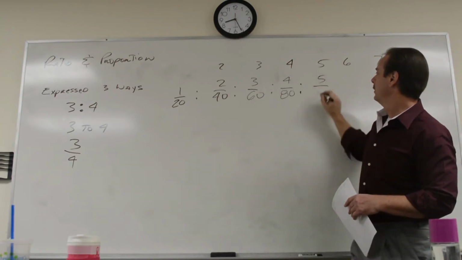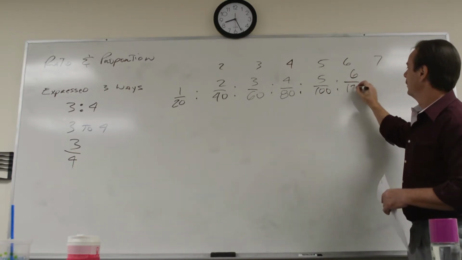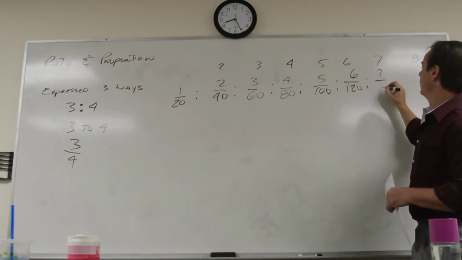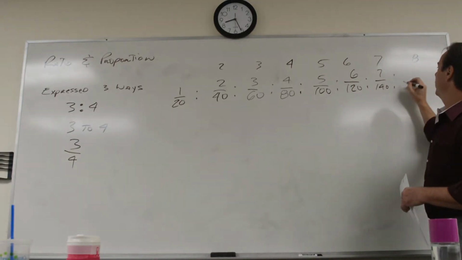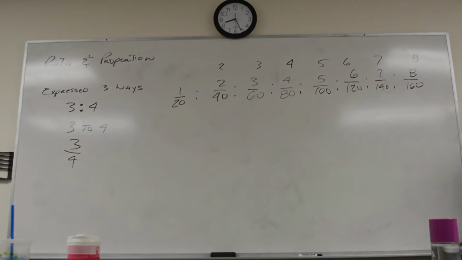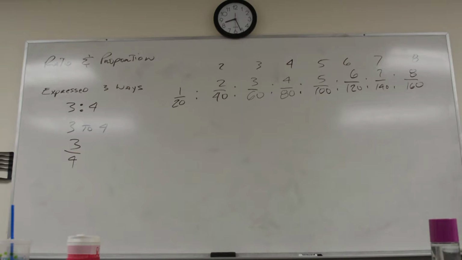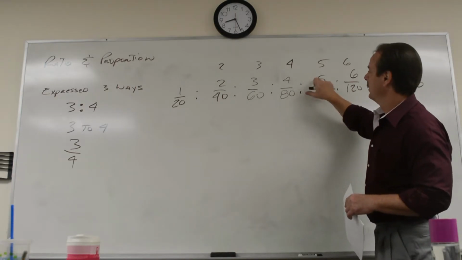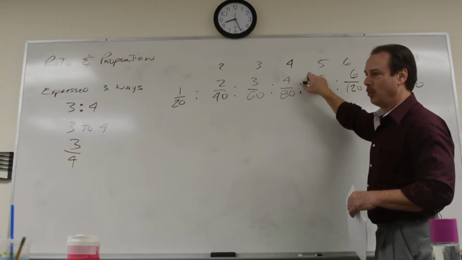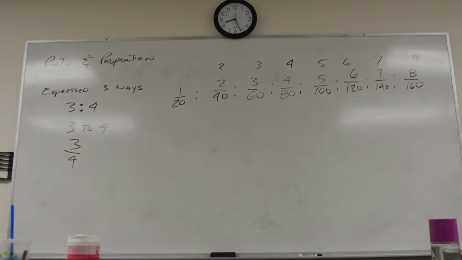With that in mind, what's this one going to be? 5 over? All right, let's go to the next one. It's going to be 6 over? 7 over? And 8 over? So we could expand this ratio out to any one of these forms, and we can keep going forever. There's no ending. It goes on infinitely. But you'll notice that the relationship between the numerator and the denominator is still 1 to 20. That's why it's an equivalent ratio.